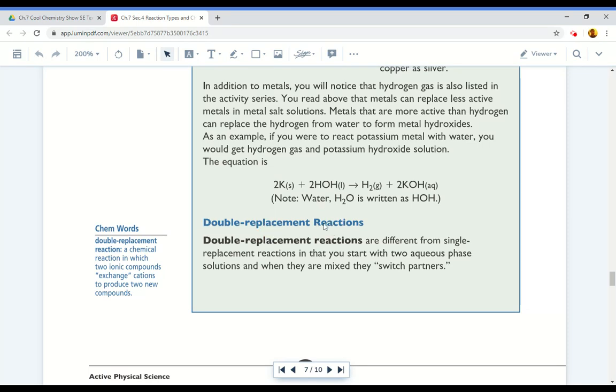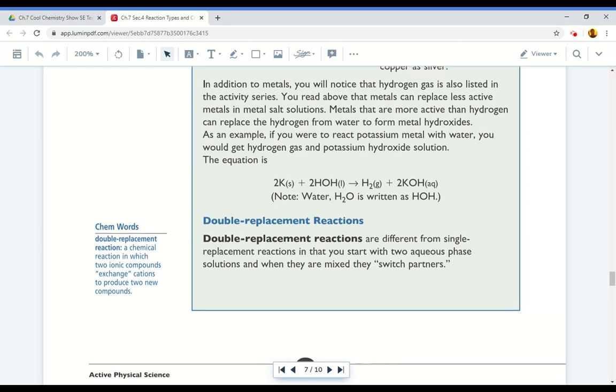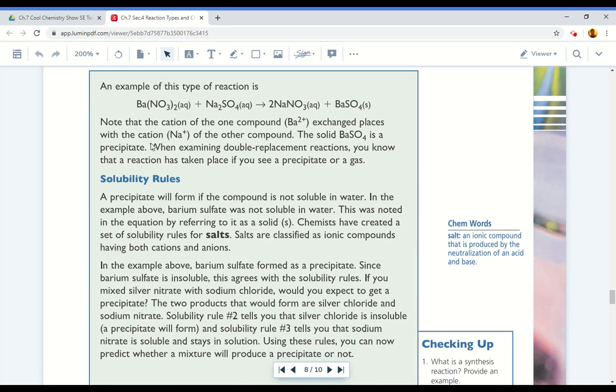Double replacement reactions. Double replacement reactions are different from single replacement reactions in that you start with two aqueous solutions, and when they are mixed, they switch partners. An example of this type of reaction is, note that the cation of the one compound, Ba2 positive, exchanged places with the cation sodium of the other compound.